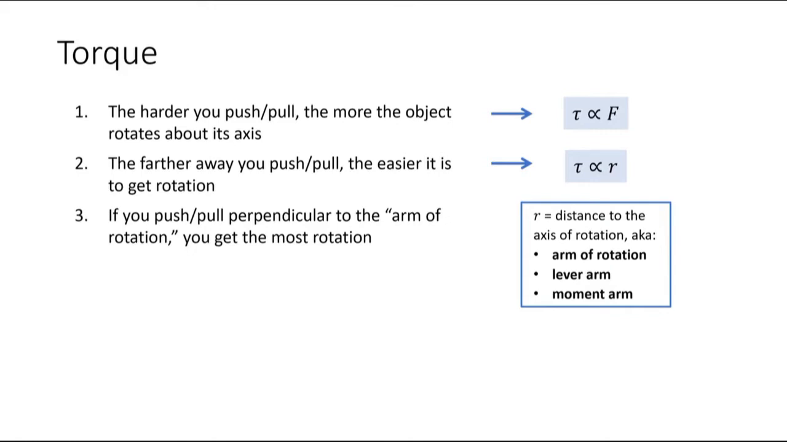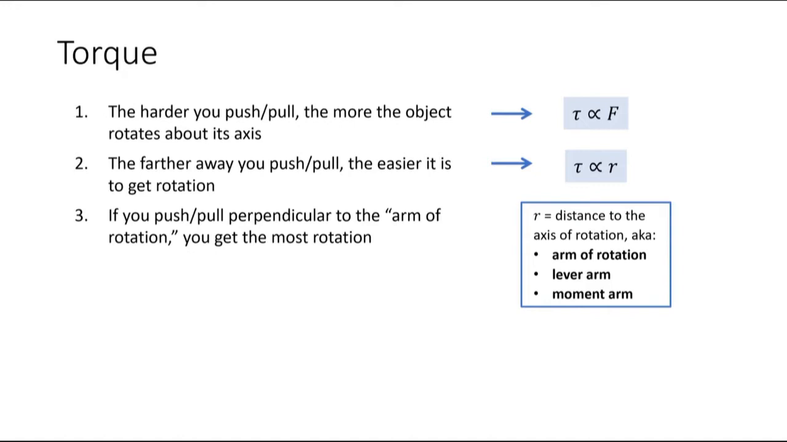It has a few different names. I tend to say lever arm. Arm of rotation is also used, and moment arm is the other terminology that can be used for this variable. But the basic idea is it's just the distance from the pivot point to the place where you're applying your force.